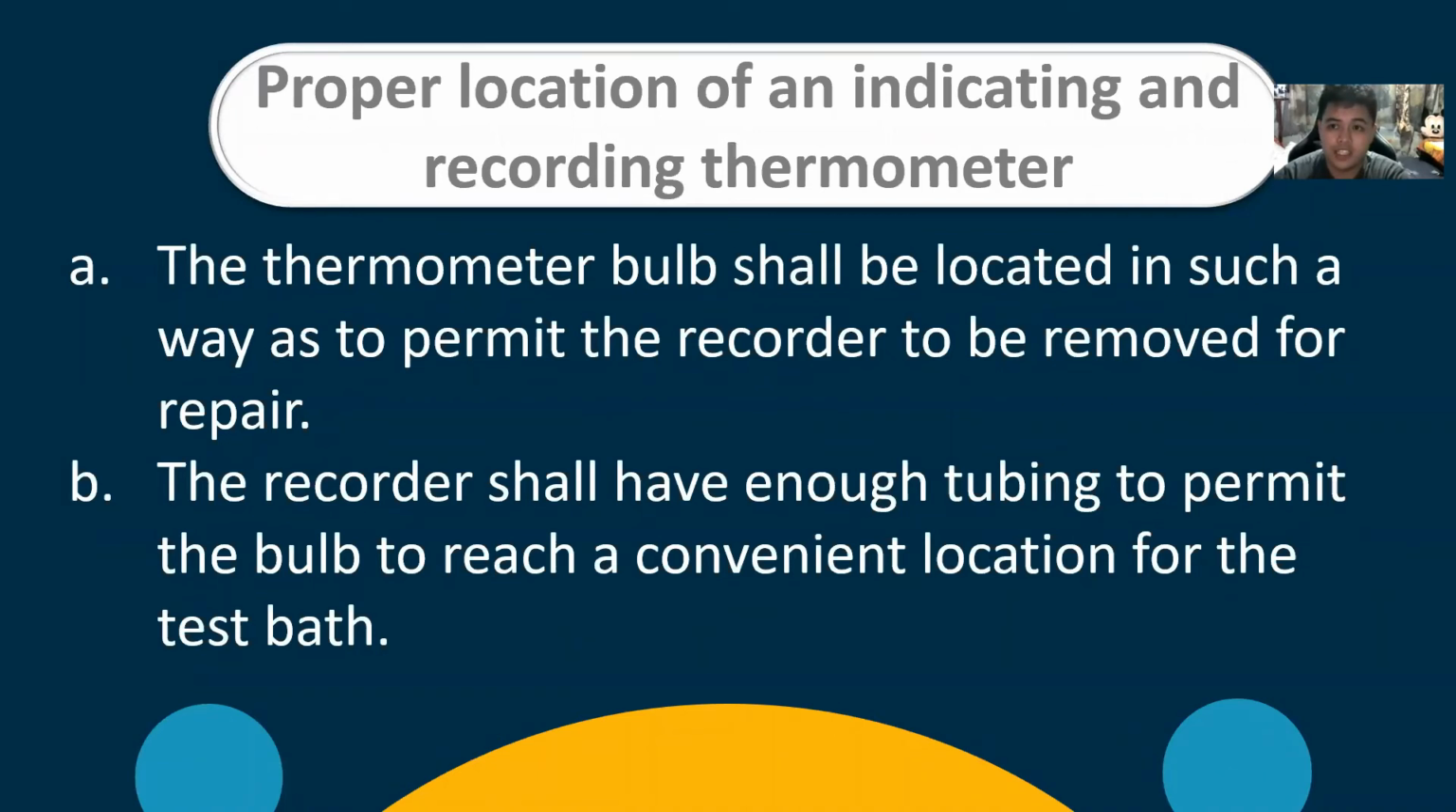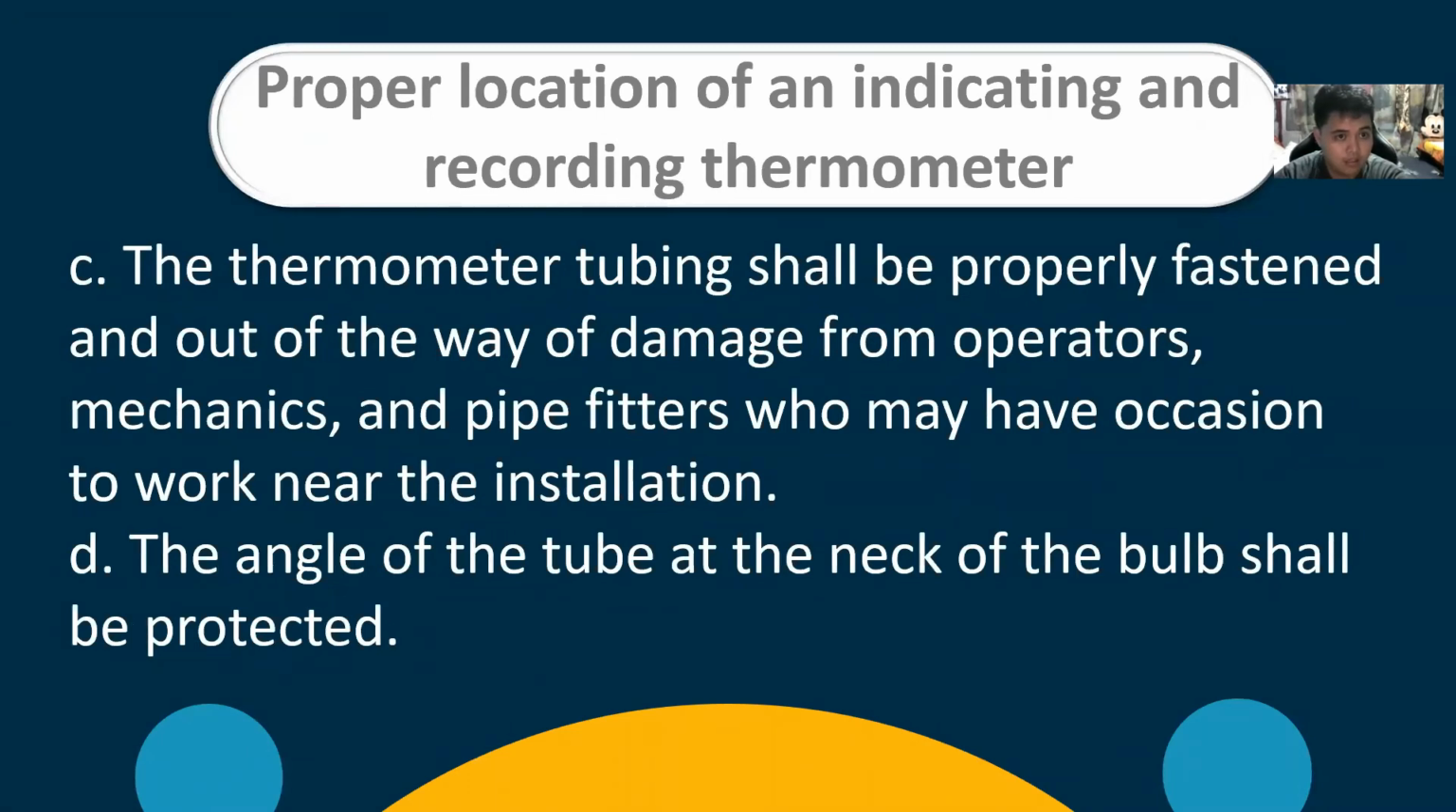Proper location of an indicating and recording thermometer. First, the thermometer bulb shall be located in such a way as to permit the recorder to be removed for repair. Second, the recorder shall have enough tubing to permit the bulb to reach a convenient location for the test pad. Third, the thermometer tubing shall be properly fastened and out of the way of damage from operators, mechanics, and pipe fitters who may have occasion to work near the installation. Fourth, the angle of the tube at the neck of the bulb shall be protected.